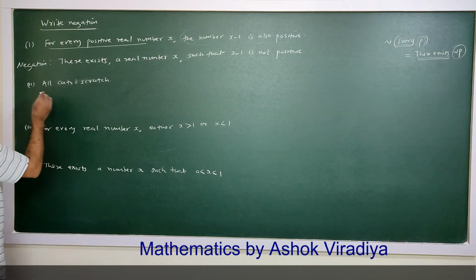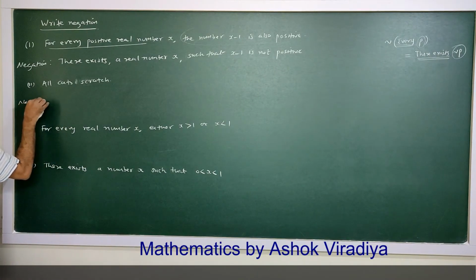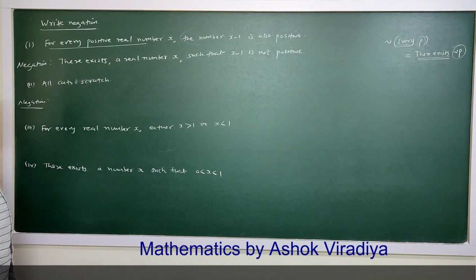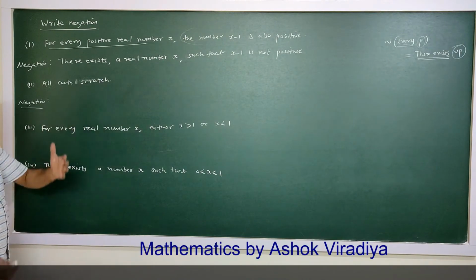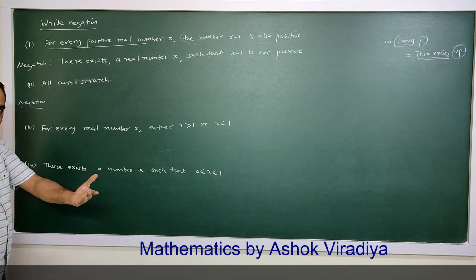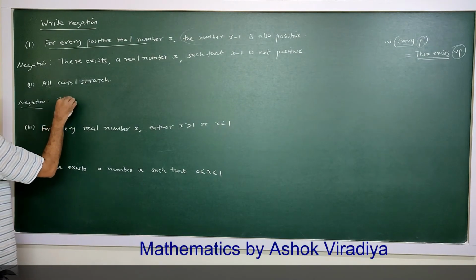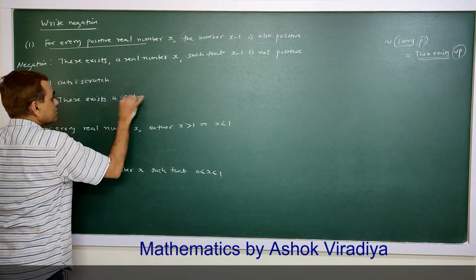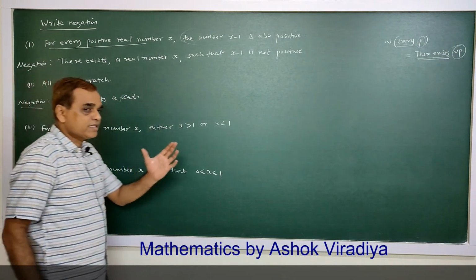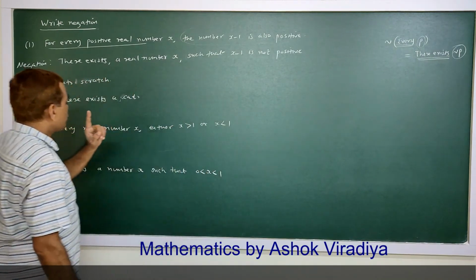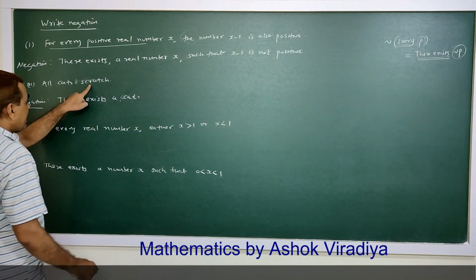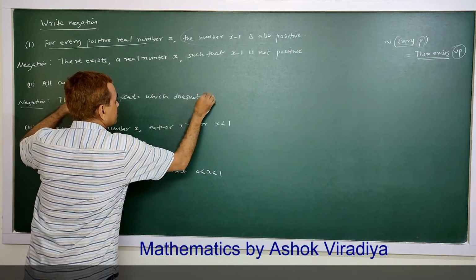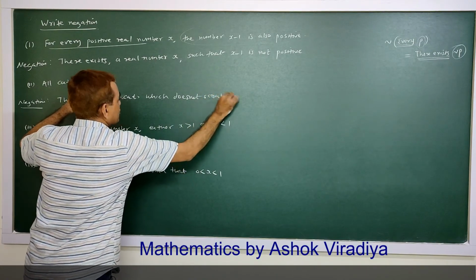Say here, negation. All means every cat scratches. This is the property, that cats scratch. So its negation is, there exists a cat which does not scratch.